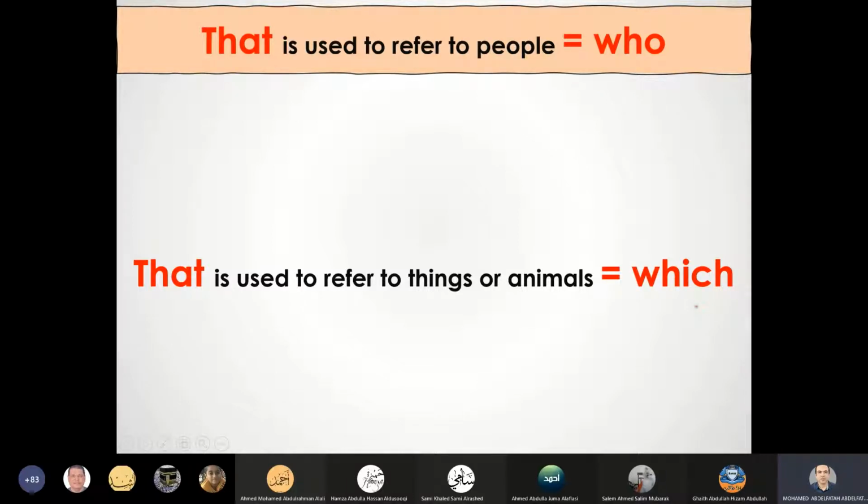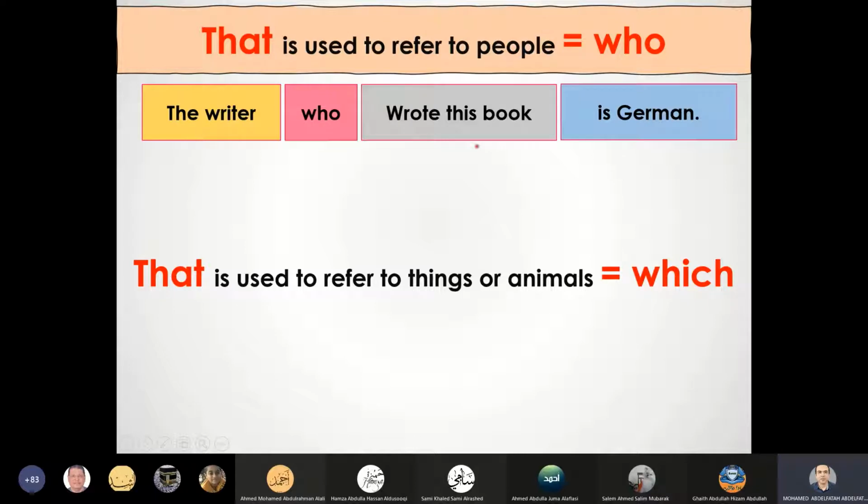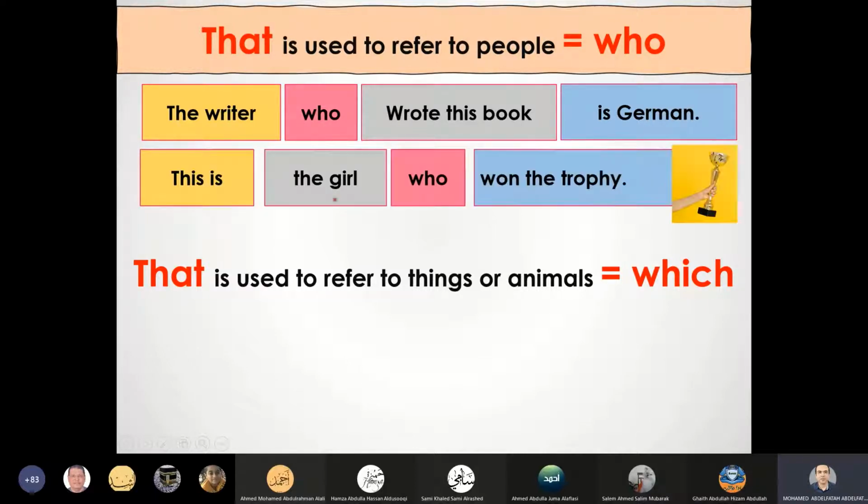Teacher, I need examples to understand. Yeah, let's start. Look here, the writer. The writer is a person. You can use who. The writer who wrote this book is German. You can also use the relative pronoun that instead of the relative pronoun who. This is the girl who won the trophy. You can say this is the girl that won the trophy.